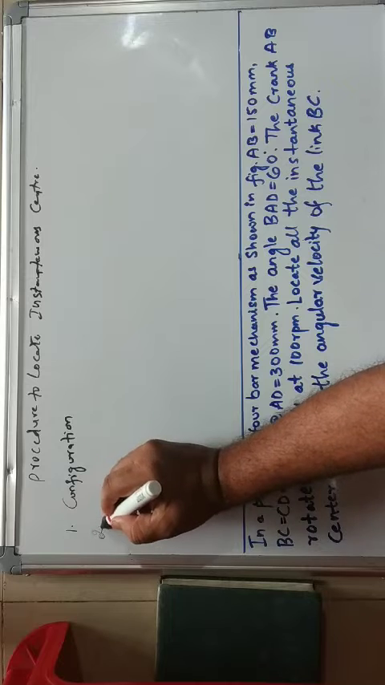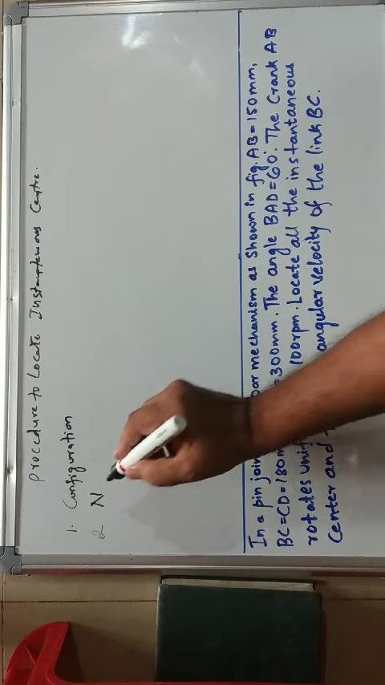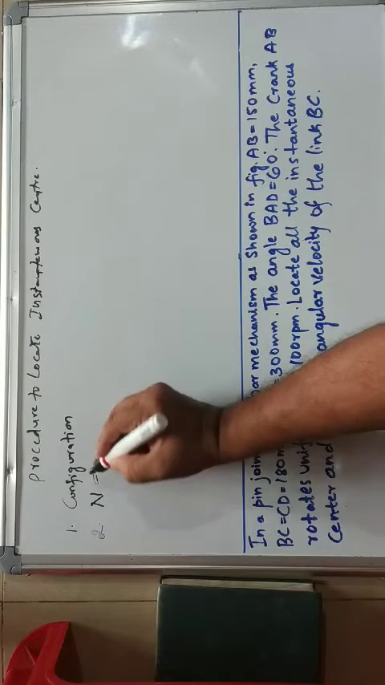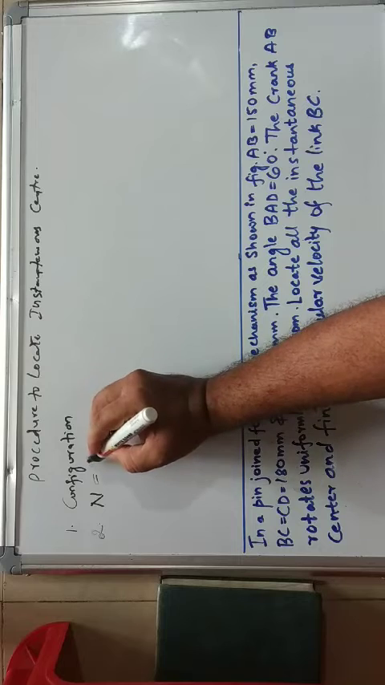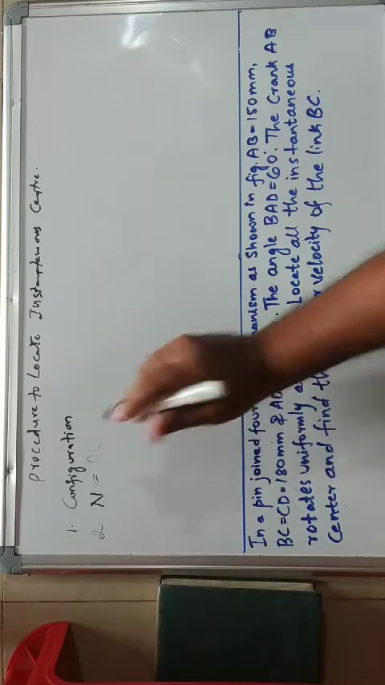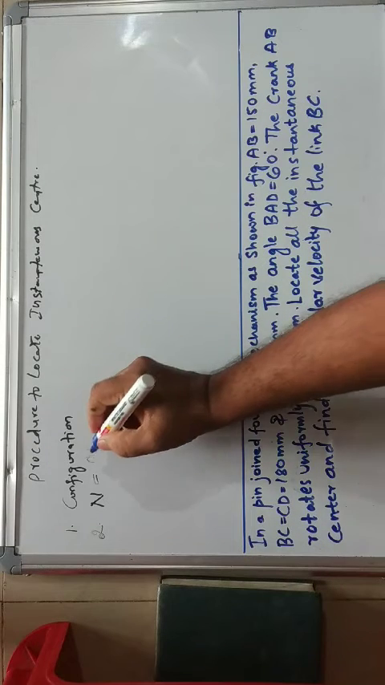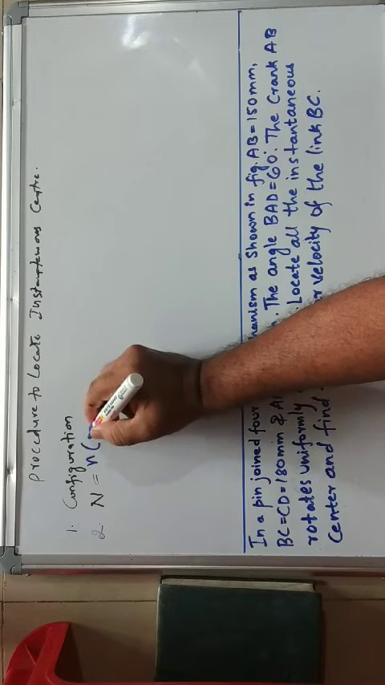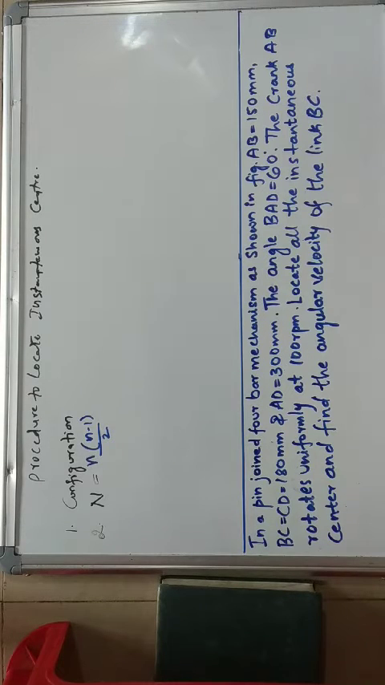This number of instantaneous centers depends on the number of links. If n is the number of links, then the total number of instantaneous centers is capital N equal to n into n minus 1 by 2. The formula is capital N equal to small n into n minus 1 by 2, where small n is the number of links, and of course capital N is the number of instantaneous centers.